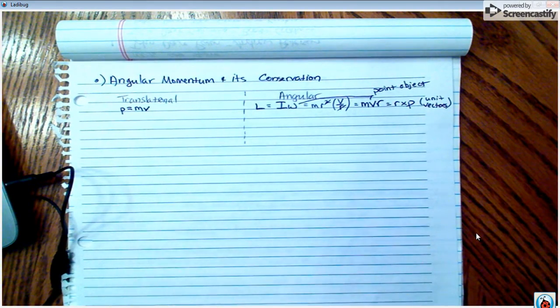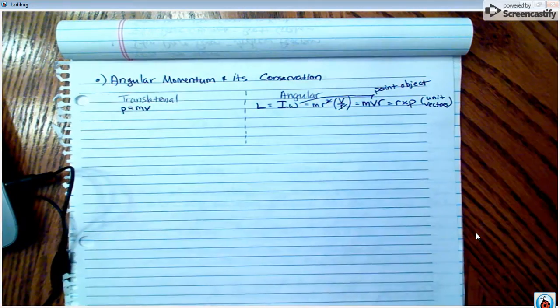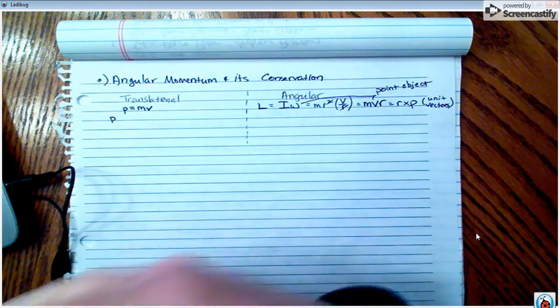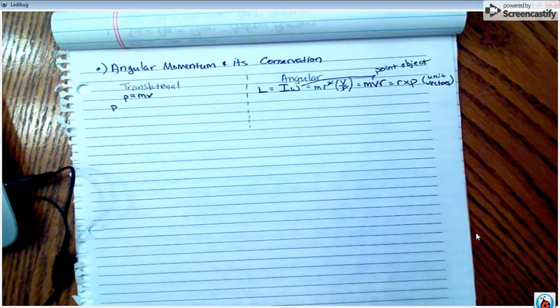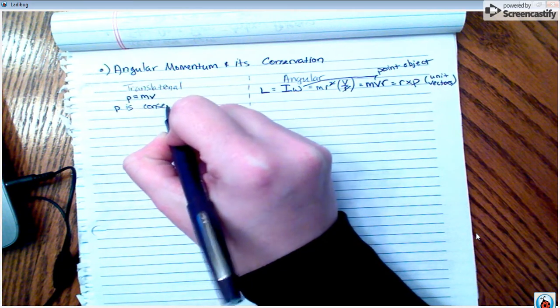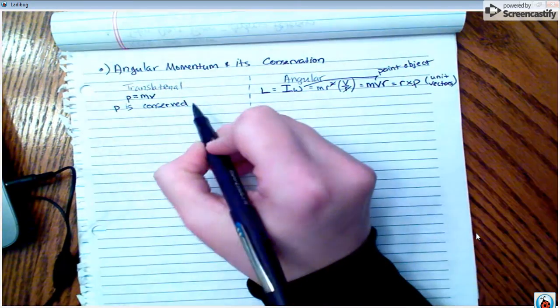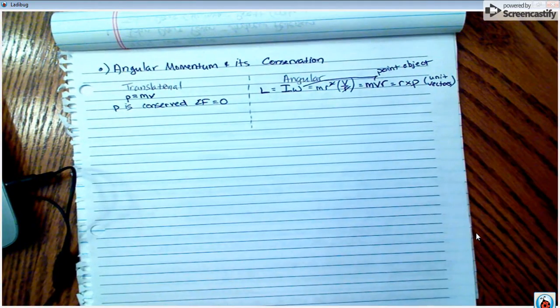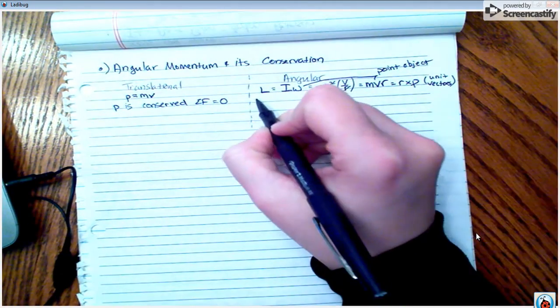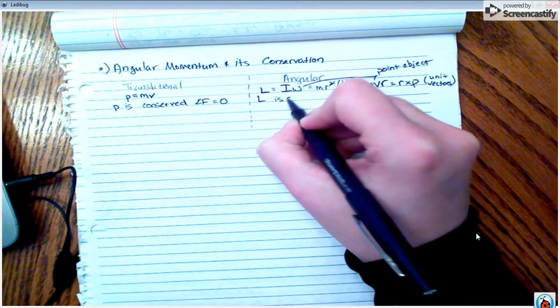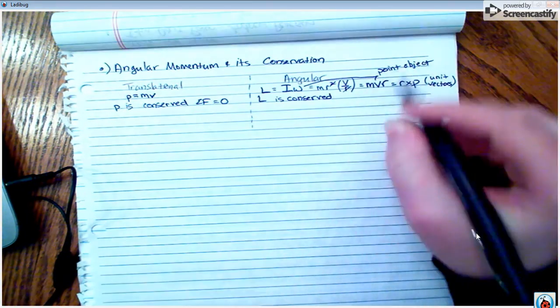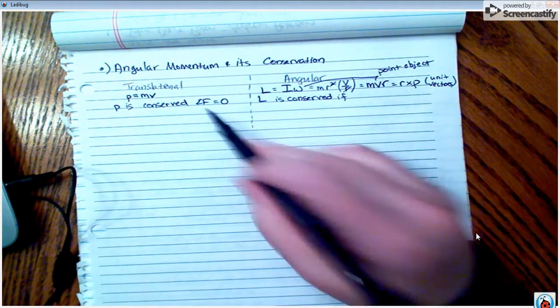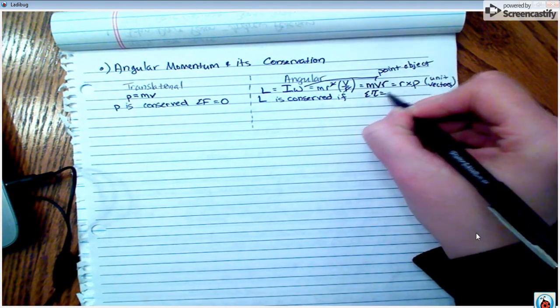All right, coming back here, translational. We talked about momentum being conserved when we did linear momentum, and how momentum is conserved when the net force of the system, so that's all the objects we're analyzing, is 0. Likewise, angular momentum is conserved if, same idea, just using rotational terms, so instead of net force, our net torque is 0.